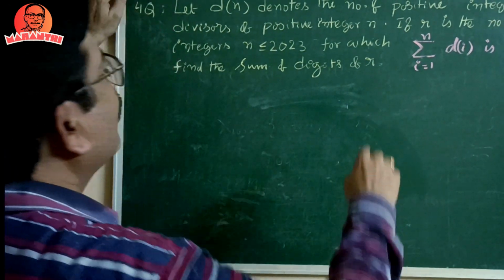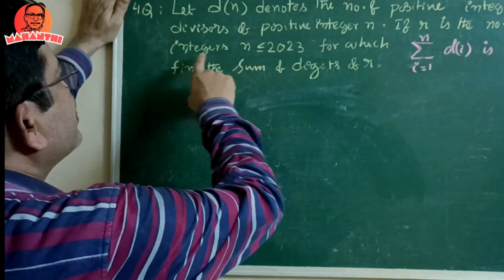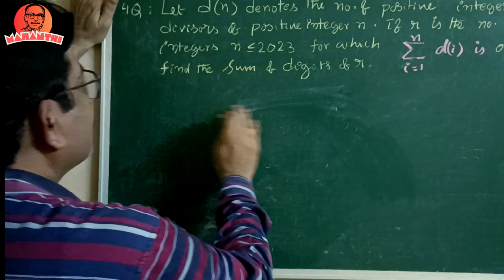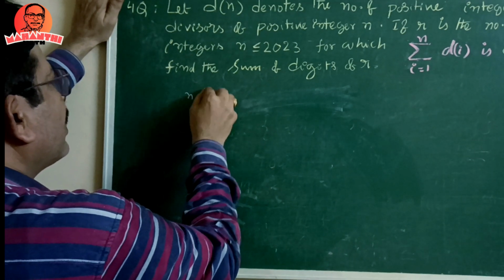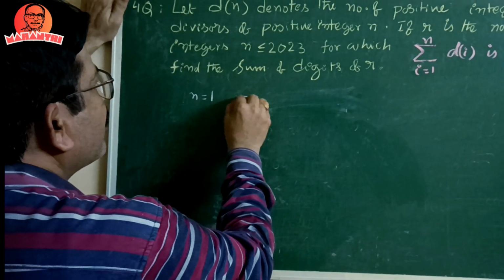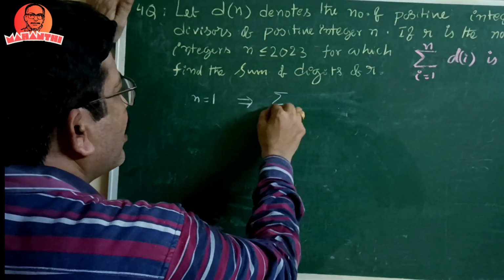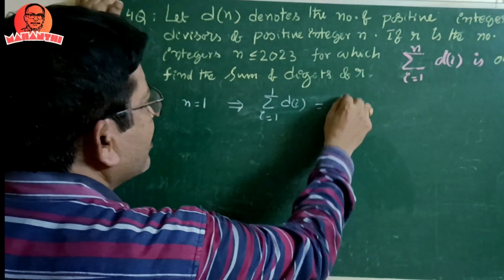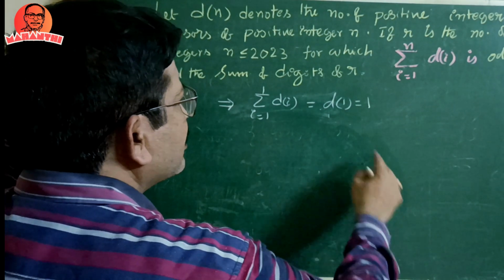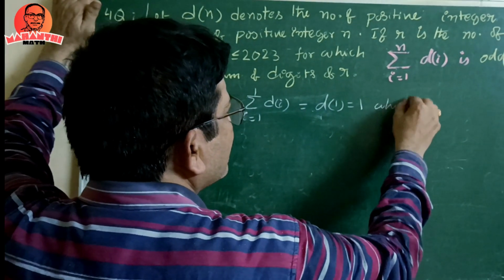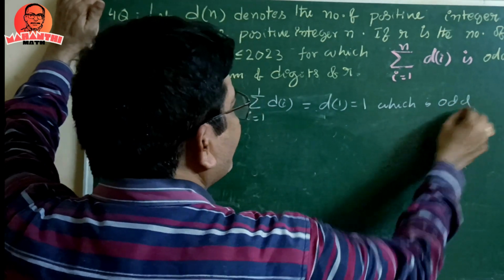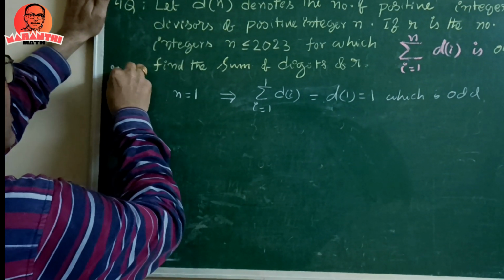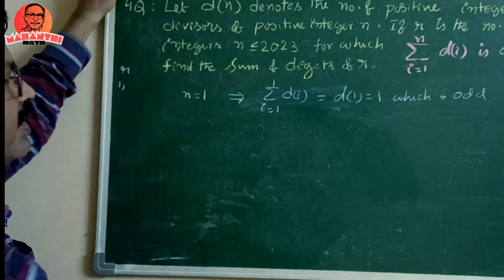Now you see, R counts the positive integers n such that the sum of D(i) is odd. For example, take n equal to 1. Then the sum from i equal to 1 to 1 of D(i) means only D(1), and D(1) is 1, which is odd. Therefore this one we have to count. So we take 1 for R.